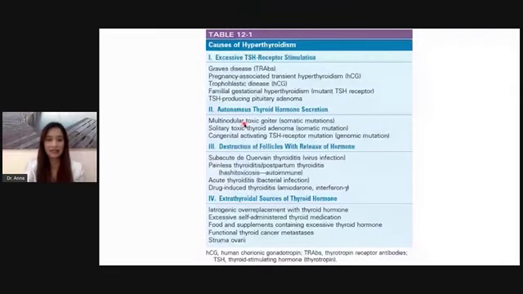Similarly, you have your solitary toxic thyroid adenoma. That's just one thyroid nodule. Usually, it's a hot thyroid nodule with symptoms of hyperthyroidism. Congenital activating TSH receptor mutation is very rare, nice to know.